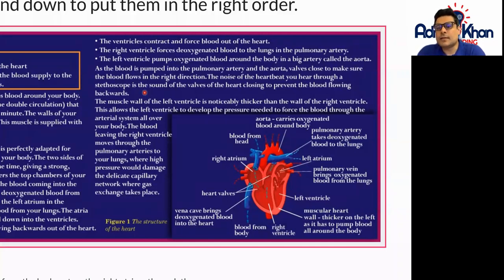This diagram on the right-hand side is basically the structure of the heart. So the aorta carries oxygenated blood around the body, and the pulmonary artery takes deoxygenated blood to the lungs, whereas you've got the right atrium here and the left atrium here, and at the same time you've got the heart valves and the left ventricle on this side as well. All right, so the heart is muscular, and the wall is thicker on the left as it has to pump blood around the body.